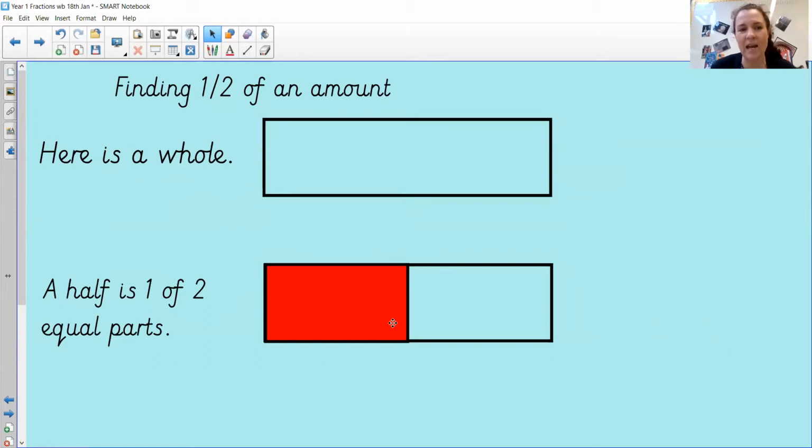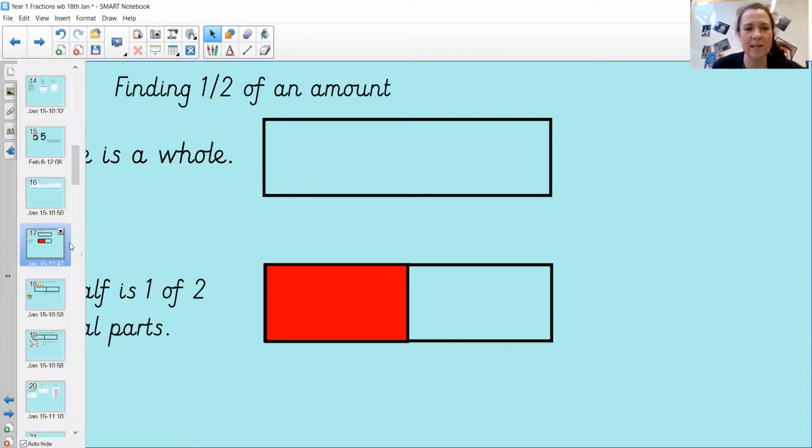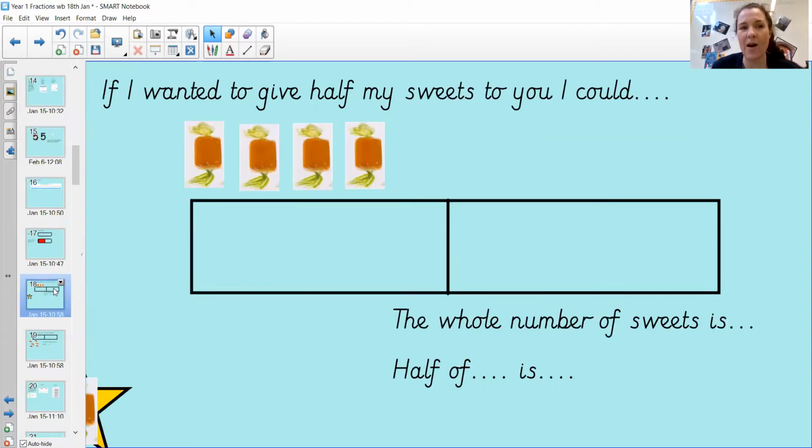So we're going to be my copycat again. So I'm going to say half is one of two equal parts. Can you say it? Half is one of two equal parts. Excellent, well done. So we're going to be using all these lovely things we've learned so far to be thinking about halving objects. So as you can see, the objects on my screen are yummy sweets. Okay, so I've got some yummy sweets up here at the top of my screen. And if I wanted to give you half of my sweets, I could do that. And I can do that by making a shape here.